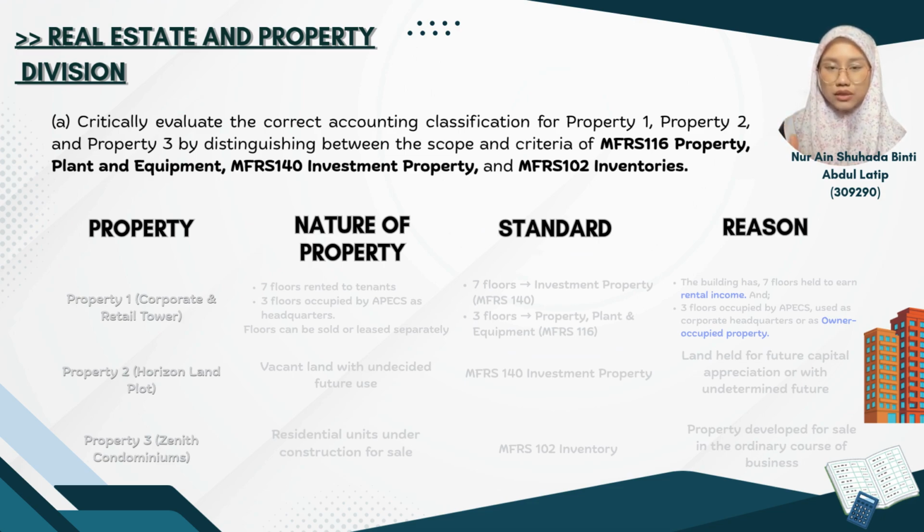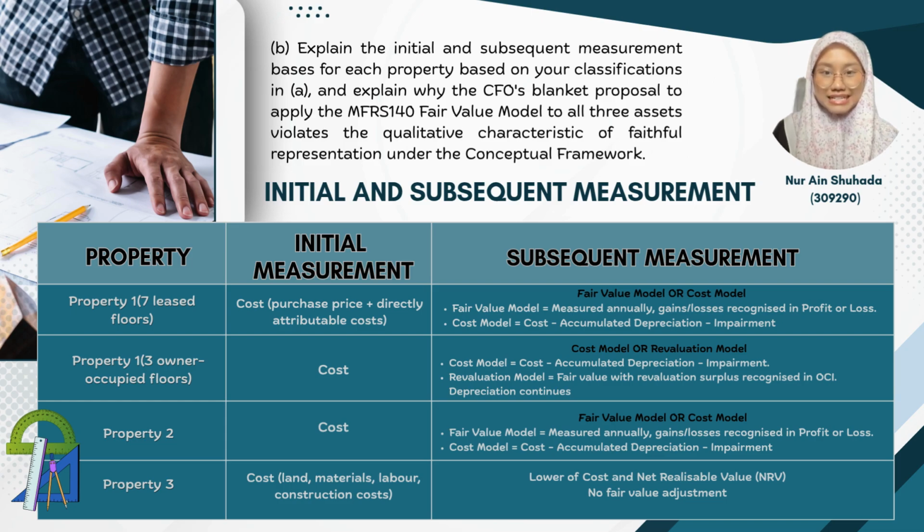And for property 2, the horizontal land plot is vacant land with an undetermined future use. Under MFRS 140, land that is held for future appreciation is classified as investment property. Finally, property 3 is developed for sale, so it is classified as inventory under MFRS 102. Next, for the measurement, all 3 properties are initially measured at cost.